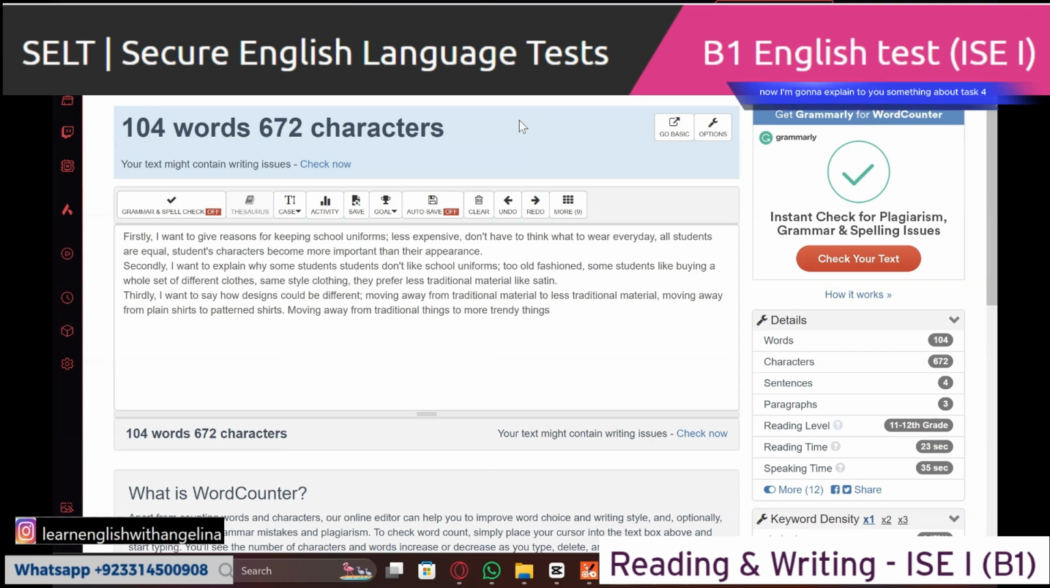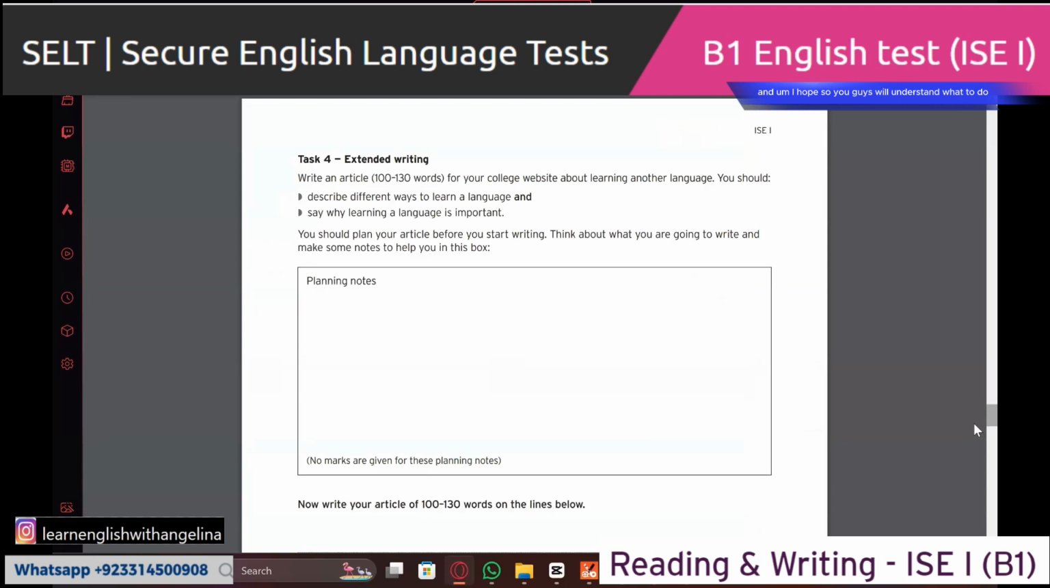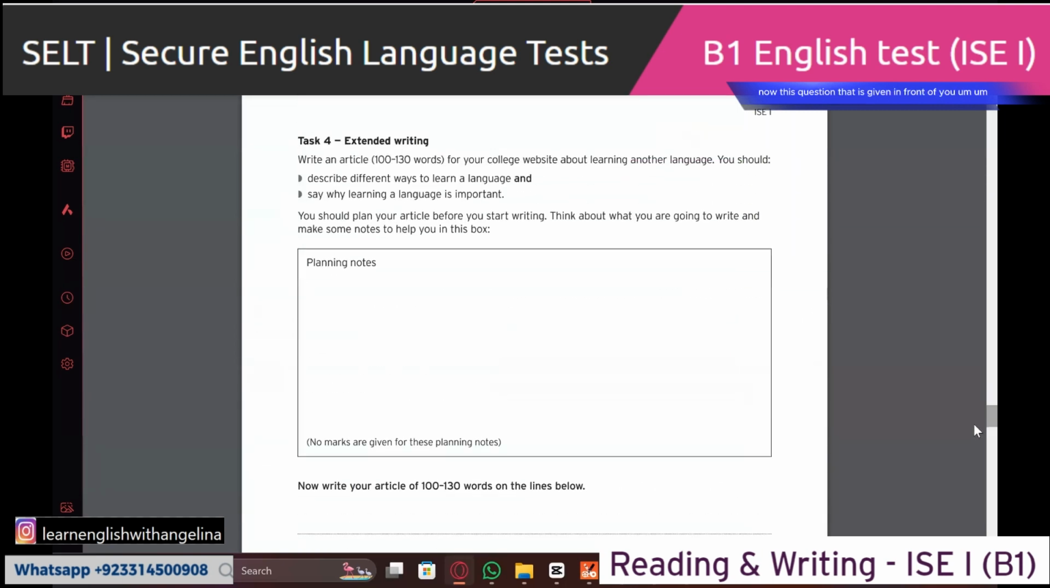Now I'm going to explain to you something about task 4 and give you some homework. I hope you guys will understand what to do. Now this question that is given in front of you, Michelle, read it. It's extended writing. Write an article from 100 to 130 words for your college website about learning another language. You should describe different ways to learn a language and say why learning a language is important. You should plan your article before you start writing. Think about what you are going to write and make some notes to help you in the box.